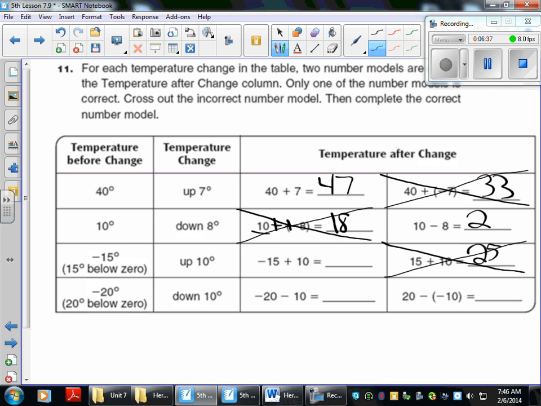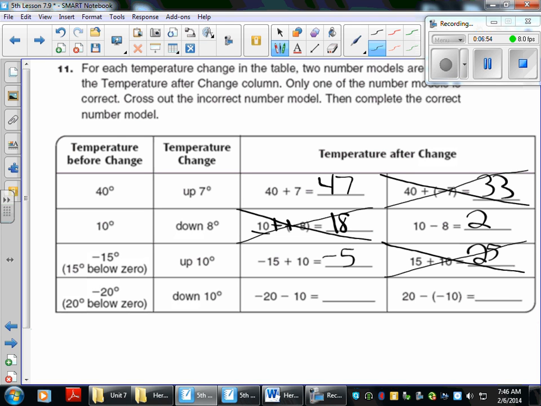So I have negative 15. I go up 10. I'm on a number line. I'm at negative 15. I'm going to the right 10 spaces. That'll bring me to negative 5. Or you can look at it like money. I owe you 15. I give you $10. Well, I still owe you money, but now I only owe you $5.